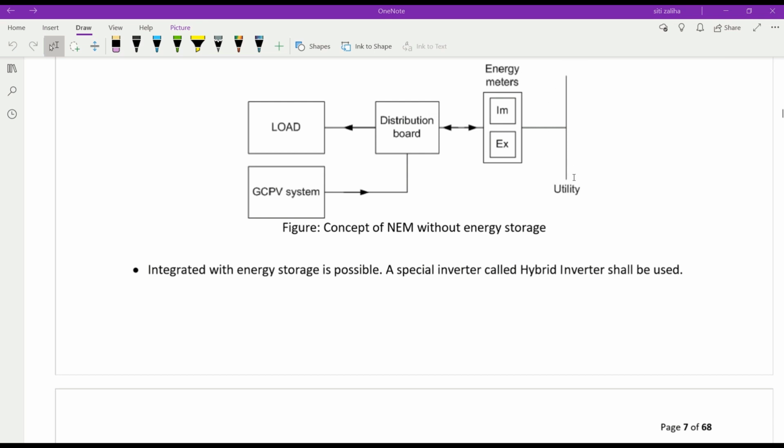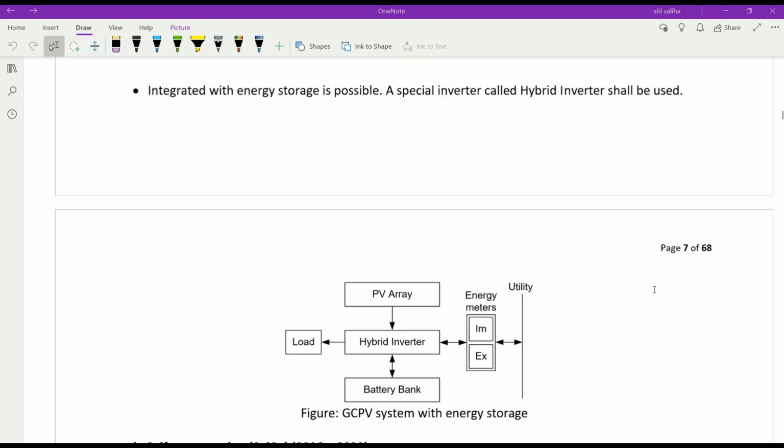So here is the utility grid. Integrated with energy storage is possible. A special inverter called hybrid inverter shall be used. So this is an example of the GCPV system with energy storage. So we use hybrid inverter. So the storage is a battery. And this is the PV array and the load.